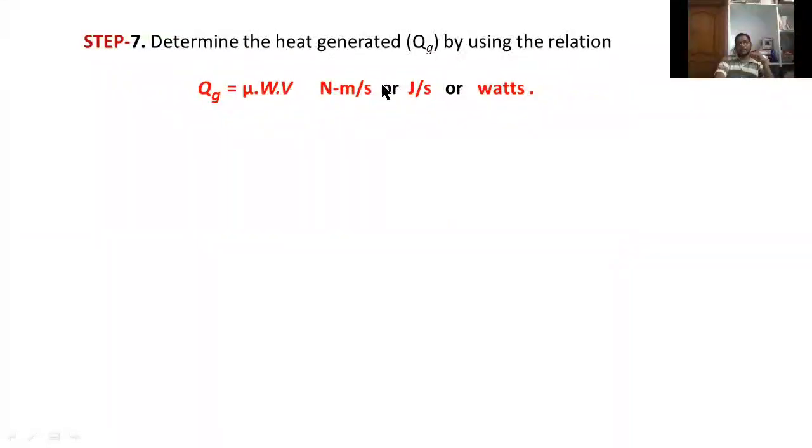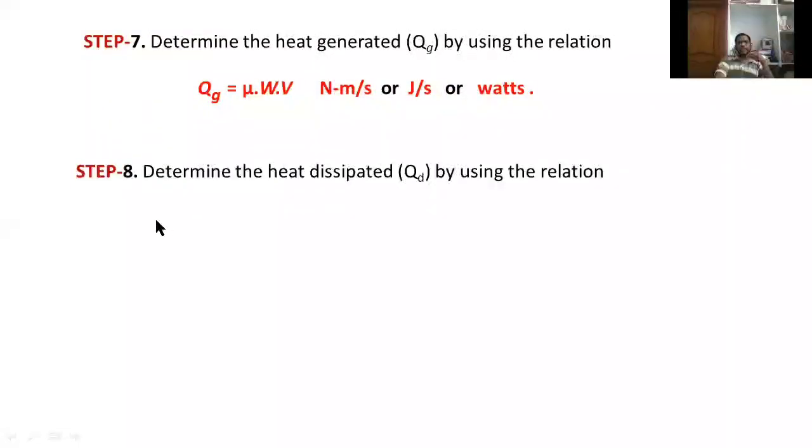Small d is the diameter of the shaft, and N is the revolution speed of the shaft in rpm. By using this formula, you have to find the amount of heat generated in the journal bearing. The units for heat generation are watts, or joule per second, or newton meter per second.